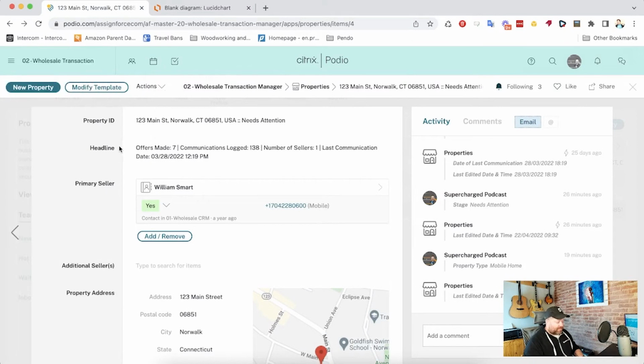So here I have an example of a property in my Podio system. And I can see that a primary seller is here and it is a relationship field. I have not embedded William Smart's information in here. I am using a relationship field to link. This property is linked via the primary seller field to a contact.